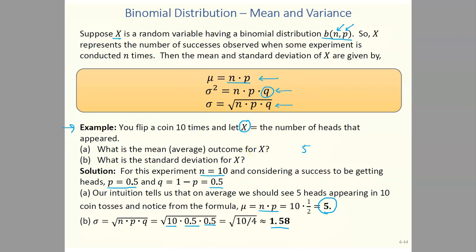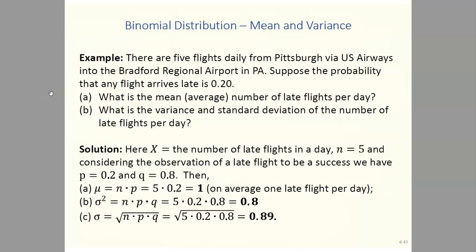Let's take a look at another example. So this is a problem that we had done previously. Recall that for this problem we have 5 flights daily from Pittsburgh via U.S. Airways into the Bradford Regional Airport. And suppose that the probability that any flight arrives late is 0.2. So 20% chance that a flight will arrive late. What is the mean, or average, number of late flights per day? And what is the variance and standard deviation of the number of late flights per day?